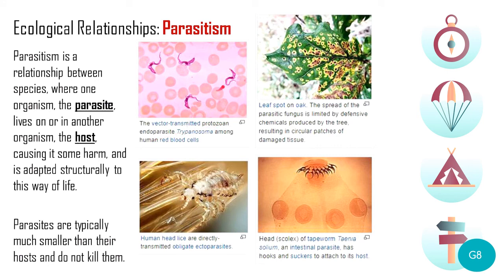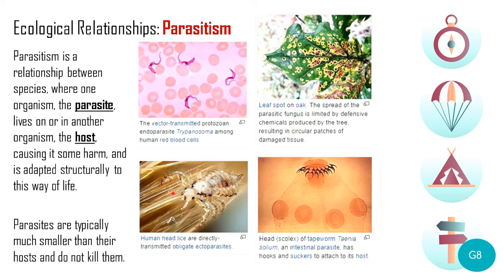So for example, here the protozoan Trypanosoma is the parasite that feeds on the red blood cells, or in the entire human body. Then leaf spot on oak tree. Here is the spread of the parasitic fungus. That's the parasite. They're limited by the defensive properties of the tree. The tree eventually adapted defensive chemicals to counter the parasitic fungus. As you can see, there are some parts that do not have the fungus, and there are some that are scattered with fungi.